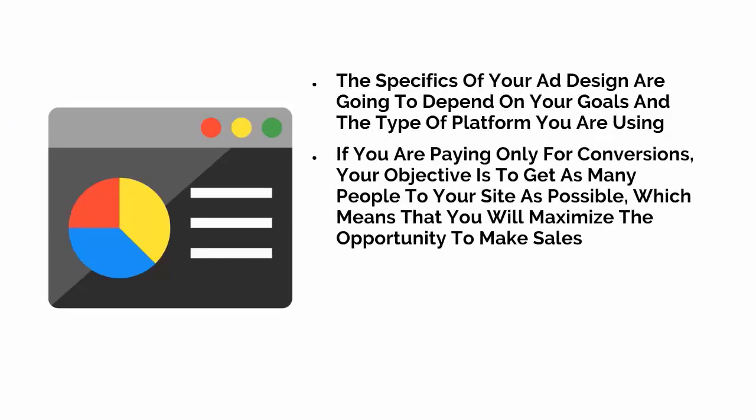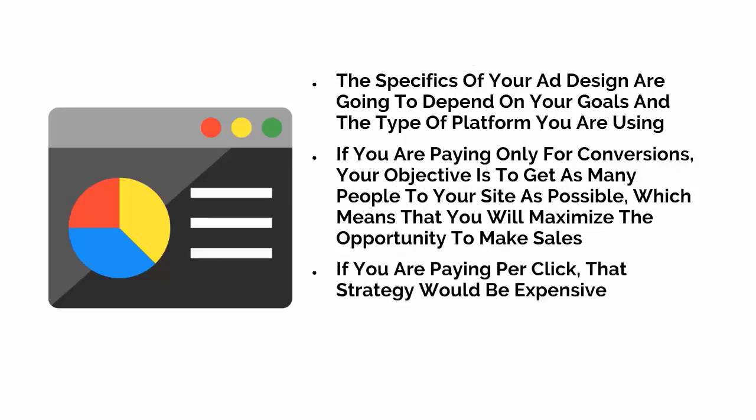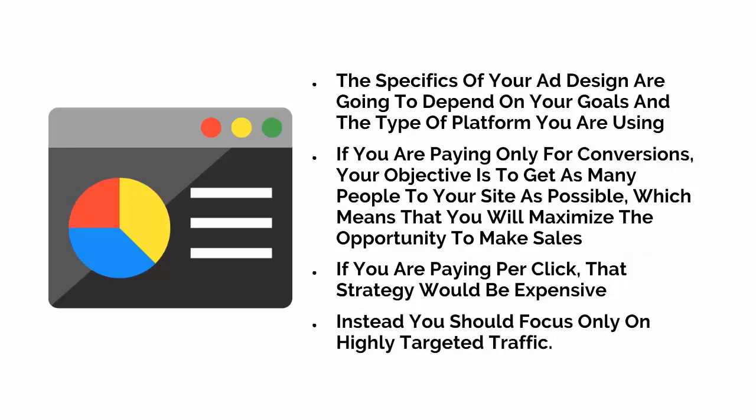If you're paying only for conversions, then your objective is to get as many people to your site as possible, which means that you will maximize the opportunity to make sales. If you're paying per click though, that strategy would be expensive. So instead, you should be aiming to focus only on highly targeted traffic. Partly you will do this using the filtering options we've already looked at, and on Facebook that means targeting your ads based on the demographics, and on Google it means choosing the right keywords and or using negative keywords.